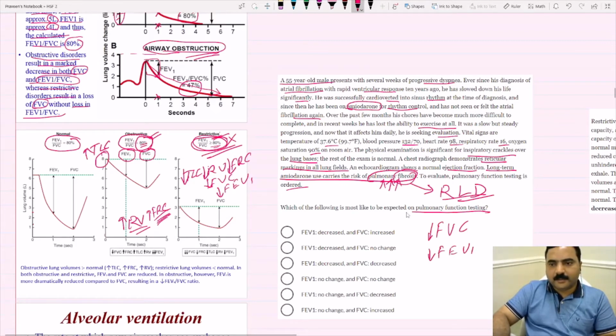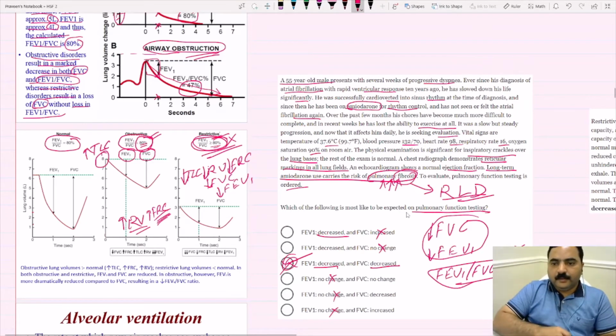But what happens in the restrictive lung disorder to the FEV1 by FVC ratio? It's equal to 80 percent. It does not decrease, it will remain like this. But the answer choice does not have this one. It is asking you only about these two, FVC and FEV1. So FEV1 has to be decreased here, not no change. FEV1 is decreased over here, FVC is decreased. So this is your answer choice. No change, no change, no change. No. So this is your correct answer.